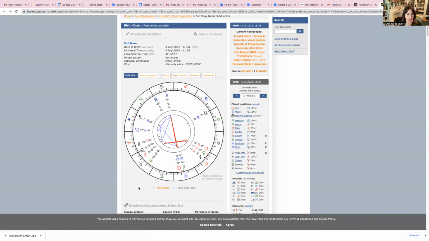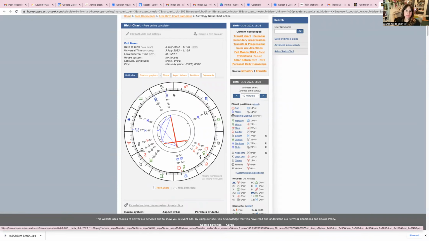All right, so what we're looking at here is the full moon chart for 11 degrees of Capricorn, which will be on July the 3rd, and it'll be at 11:38 GMT. That's Greenwich Mean Time. So if you're ever wondering what the standard time is for astrology, it is Greenwich Mean Time. So that makes it about 6:38 p.m.